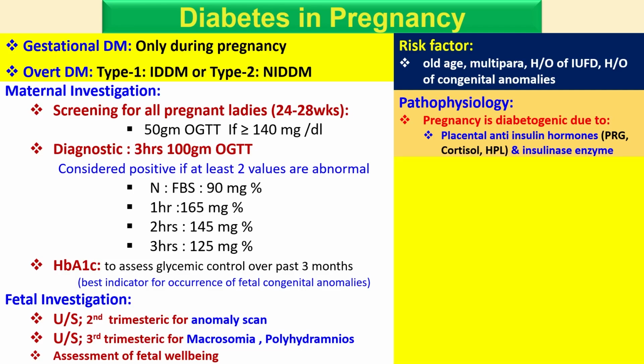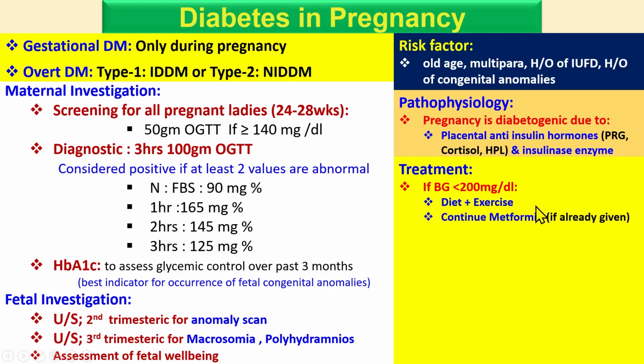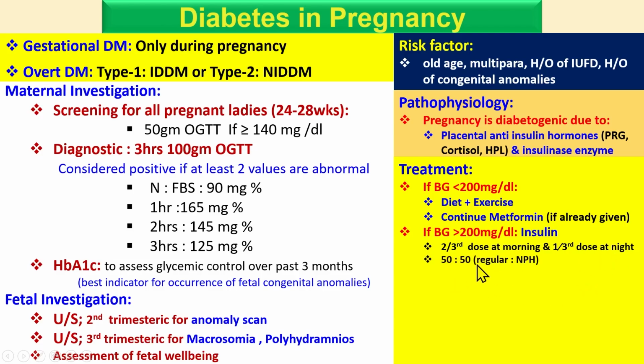If it's diabetic, how do you treat? As a treatment option, if the blood sugar is less than 200, you can suggest diet and exercise. Diet means removing all the sugar from the diet: no refined sugar or any sweets like chocolates or biscuits. Also ask the patient to exercise, walking or gym, whatever is easier. Continue metformin if it's already given, and if blood glucose is more than 200, then go for insulin, 2/3 dose in the morning and 1/3 dose at night, especially 50-50 regular NPH.